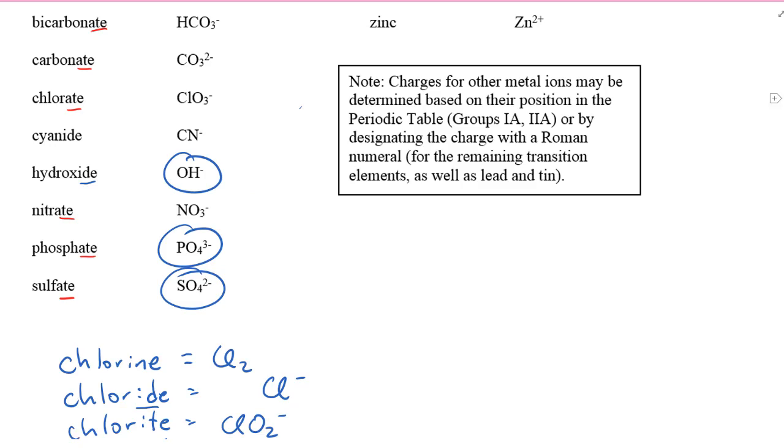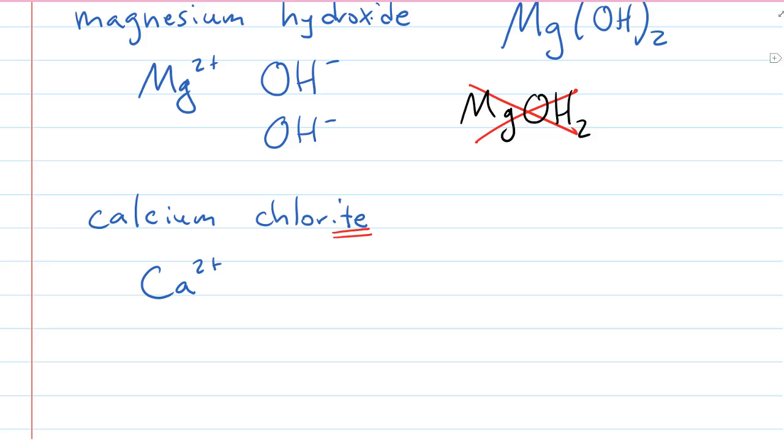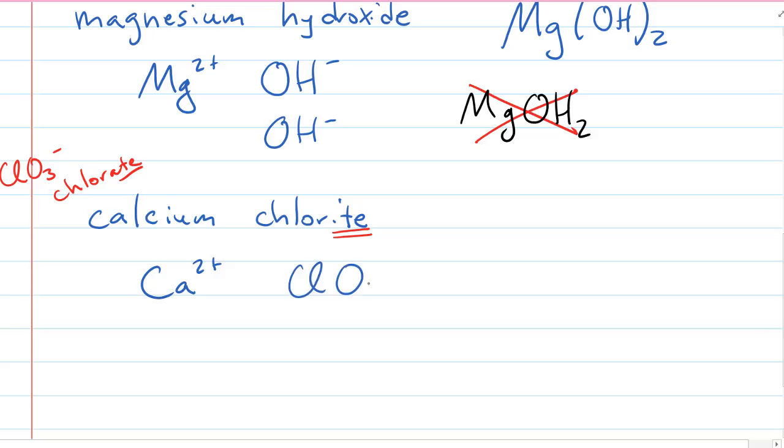So you did not memorize chlorite, you memorized chlorate. Chlorate is ClO3 with a single negative charge. So if chlorate, and we'll go ahead and write this off in the margin here, chlorate is ClO3 with a single negative charge. If this is chlorate, then the chlorite ion is going to be ClO2 with a single negative charge.